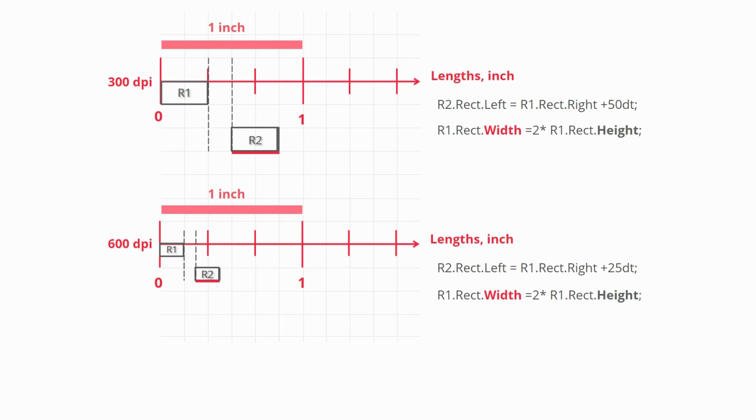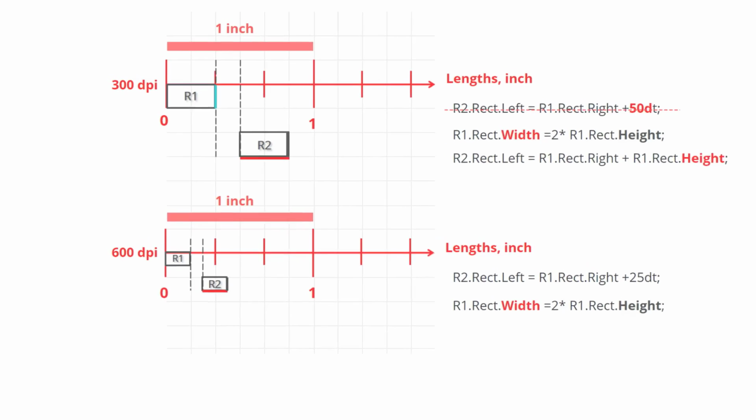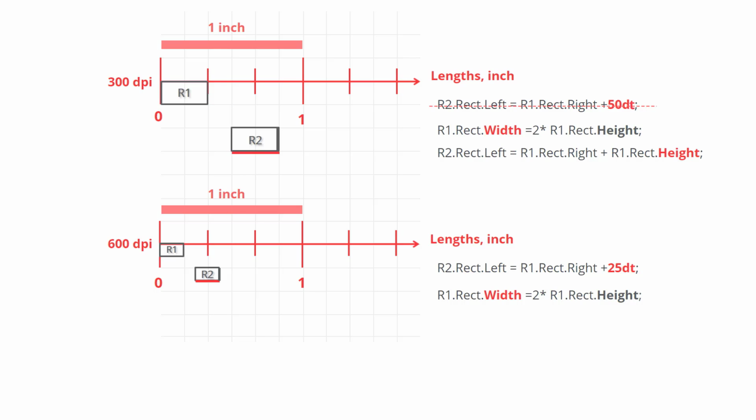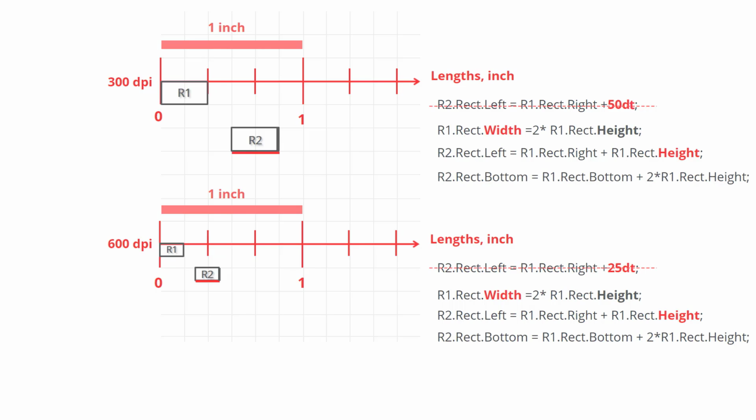In our example, for the 300 dpi image, instead of expressing the relation as the left boundary of R2 equals the right boundary of R1 plus 50 dots, we can state that the left boundary of R2 equals the right boundary of R1 plus the height of R1. This statement remains equally accurate for the 600 dpi image. Now let's define the bottom boundary of R2 using the height of R1 as a measurement unit. On both documents, this would be the bottom boundary of R1 plus twice the height of R1.